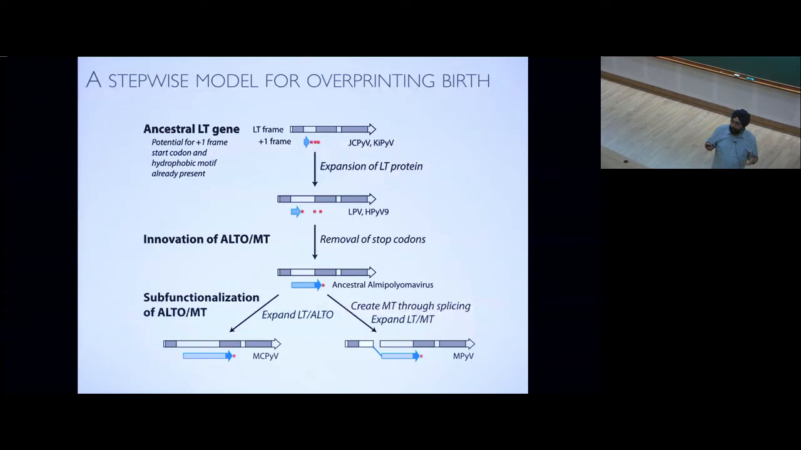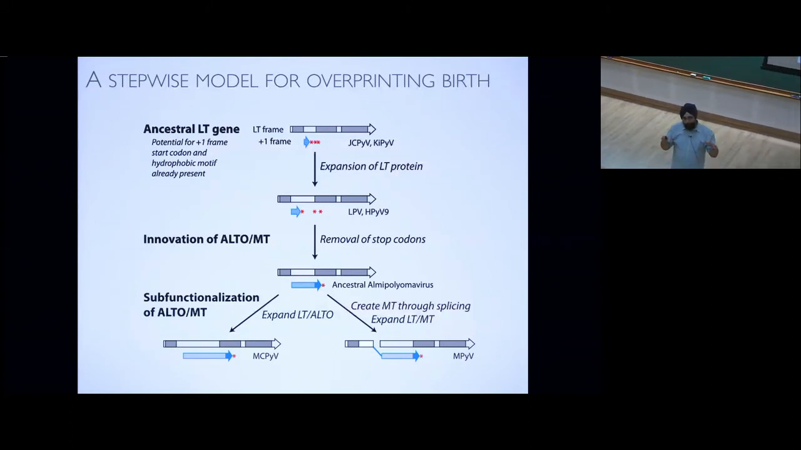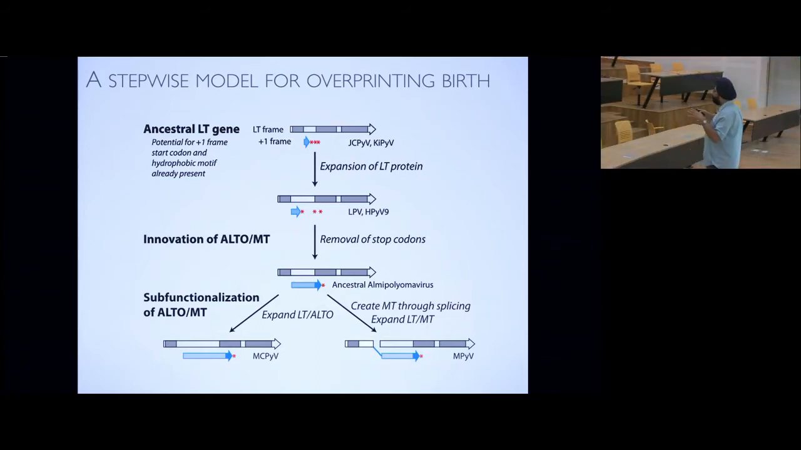Does that make sense? You guys with me? I just want to get a sense of what the level of skepticism here is like. Is it 100%, 90%? No, it's not. MT stands for the middle T antigen gene, which is what it's actually called in mouse polyomavirus. So it's more of a historical thing than anything else.